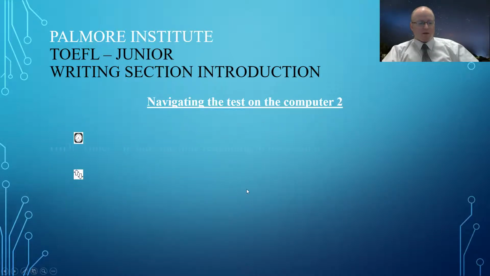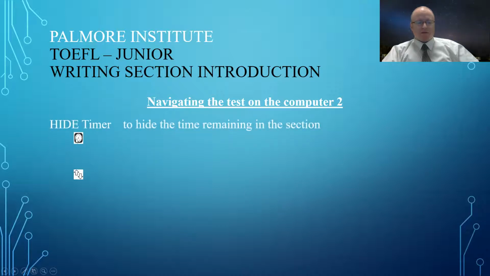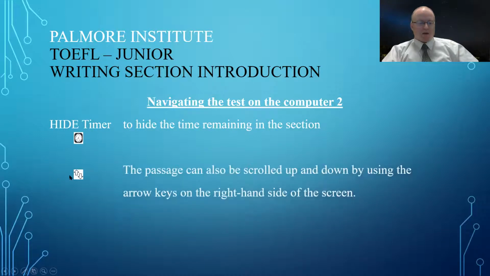In addition, you'll find a hide timer button with a little clock underneath it. That means you use that to hide the time remaining in a section. And some up and down arrow keys. They indicate that the passage can also be scrolled up and down by using arrow keys on the right-hand side of the screen.